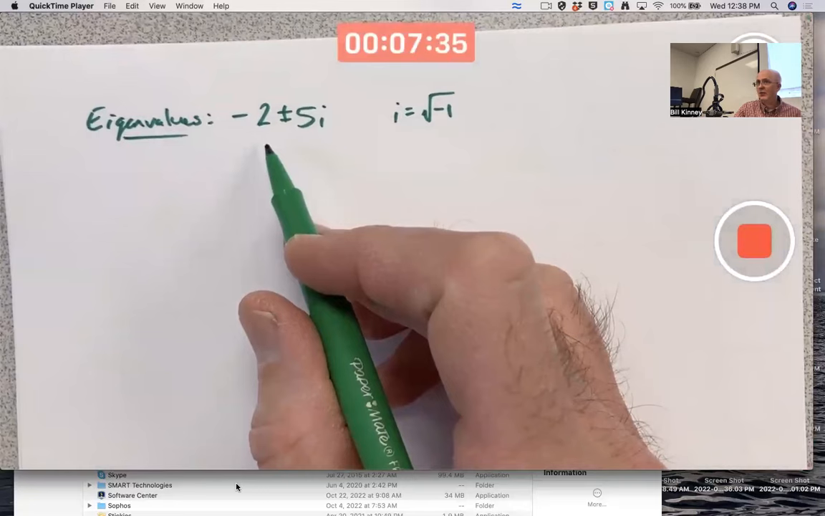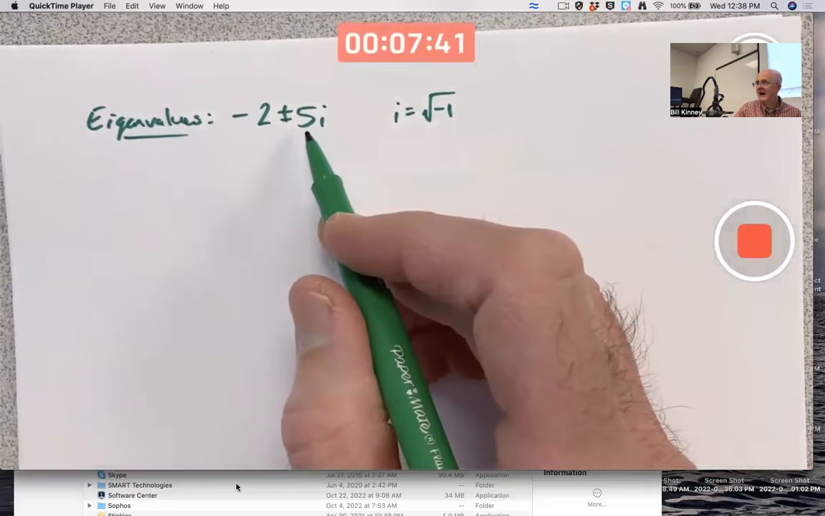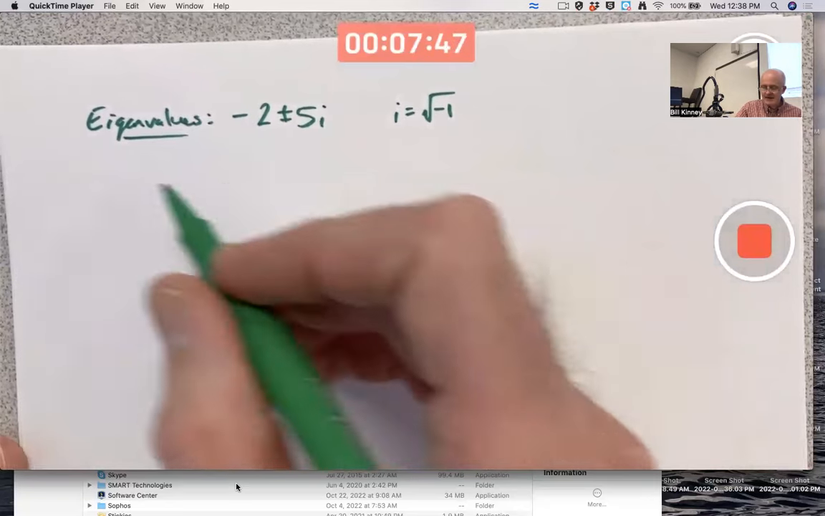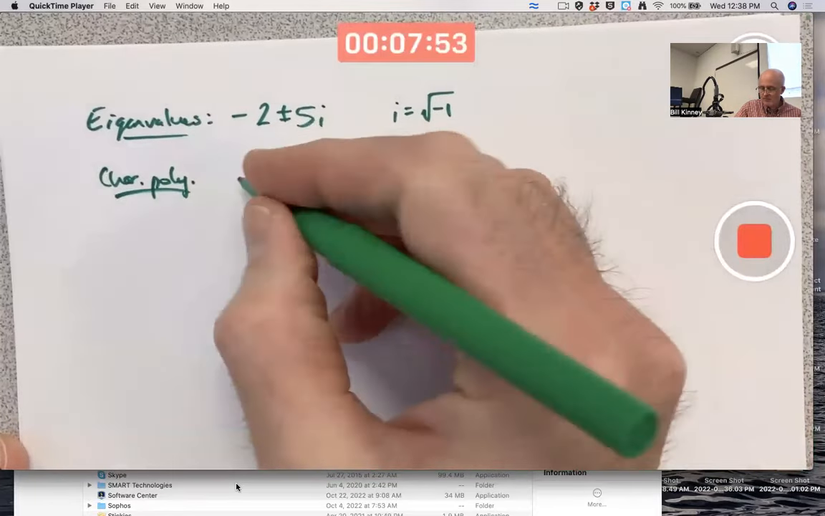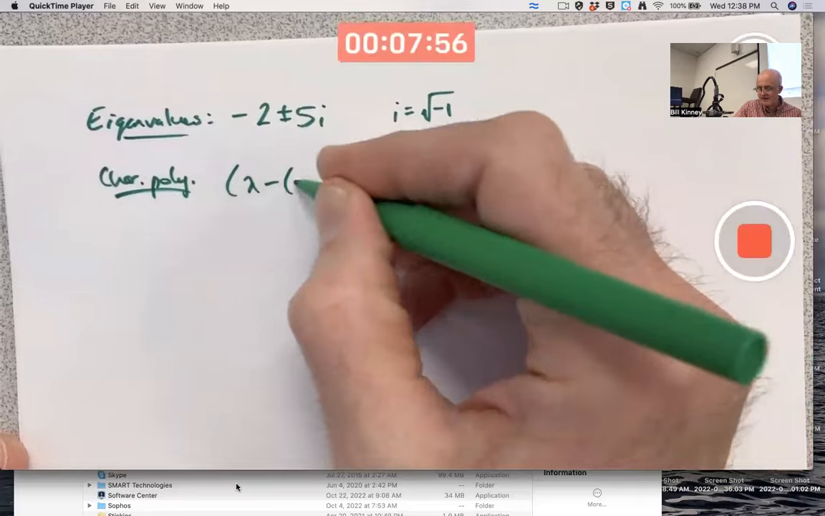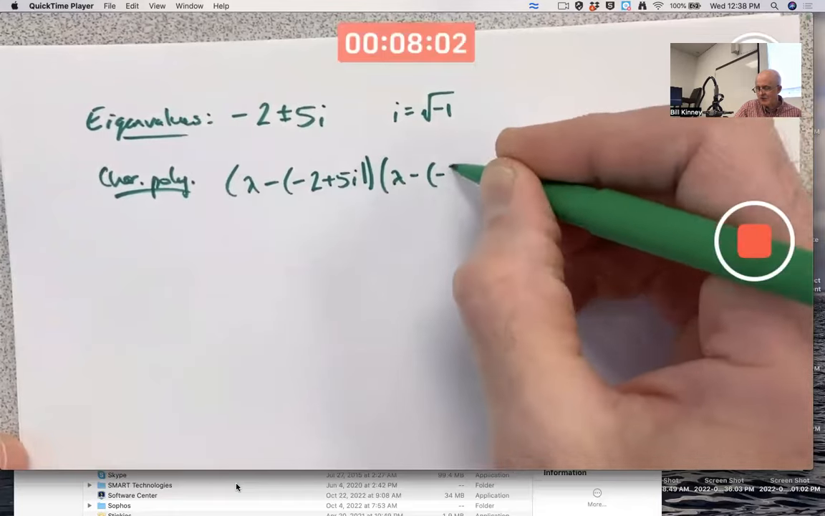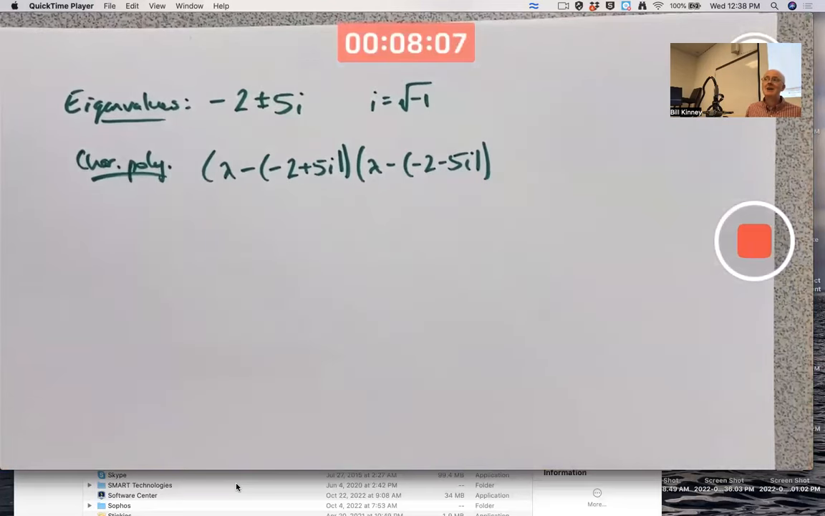Complex eigenvalues of real systems have to occur in what are called complex conjugate pairs. If -2 plus 5i is an eigenvalue, then -2 minus 5i also has to be an eigenvalue. And the characteristic polynomial in factored form would be lambda minus the first eigenvalue, -2 plus 5i, times lambda minus the second eigenvalue, -2 minus 5i. If I expand this out, if I FOIL it, I will get a quadratic in lambda that has these two numbers, -2 plus or minus 5i, as roots.